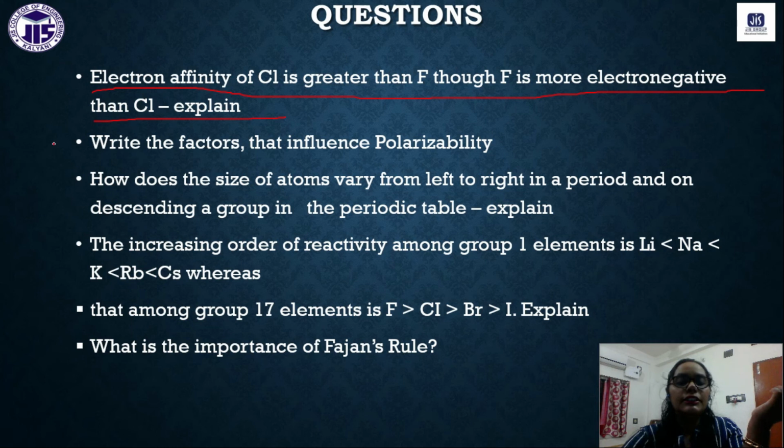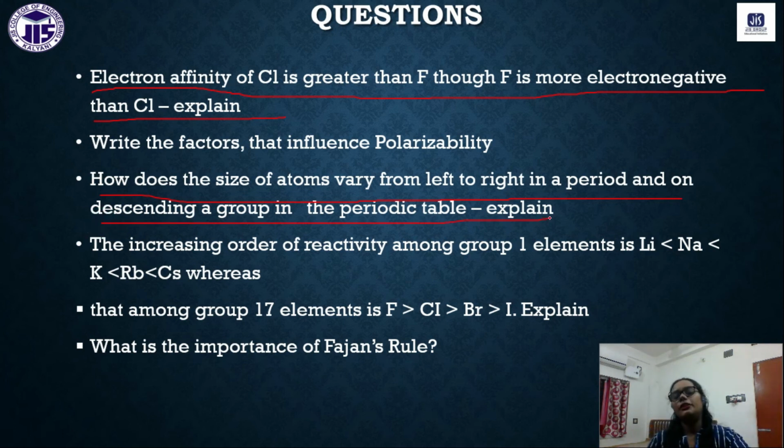Now, how does the size of the atoms vary left to right in a period, and on descending the group in the periodic table? Okay, so this is a very easy question that we have already discussed, but these types of questions are very common, so that's why I'm repeating it again.